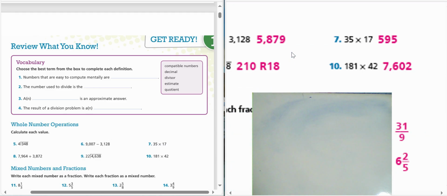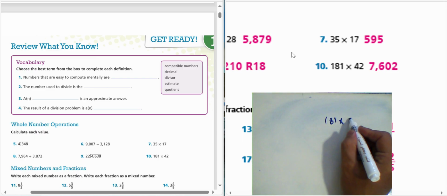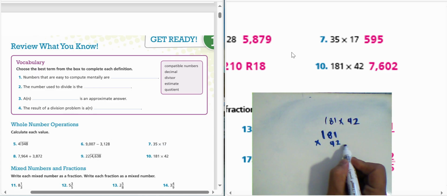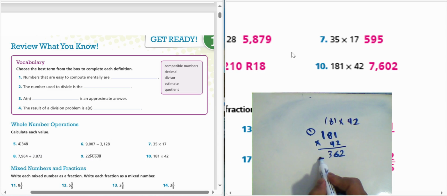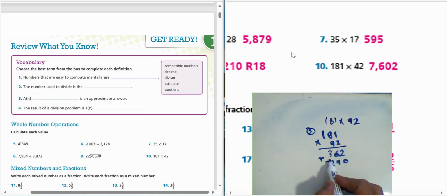Then the result here will be 210 and the remainder 18. Next question, number 10. 181 multiplied by 42. We write 181 up and 42 down. 2 times 1 equals 2. 2 times 8 is 16, write 6 and carry up 1. 2 times 1 is 2, plus 1 equals 3. And then we write 0. 4 times 1 equals 4. 4 times 8 is 32, write 2 and carry up 3. 4 times 1 is 4, plus 3 equals 7. Then we add together: 6 plus 0, 4 plus 2 is 6, then write 7. The result will be 7,602.